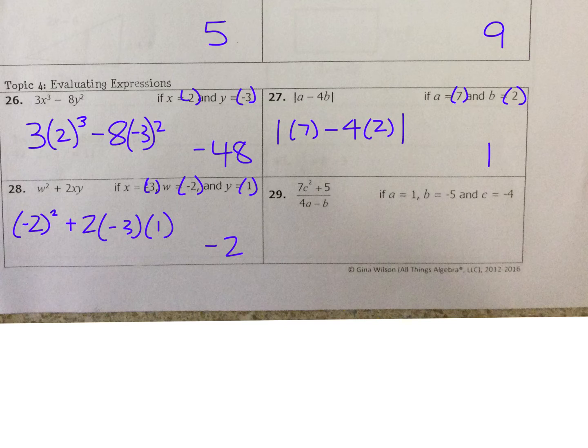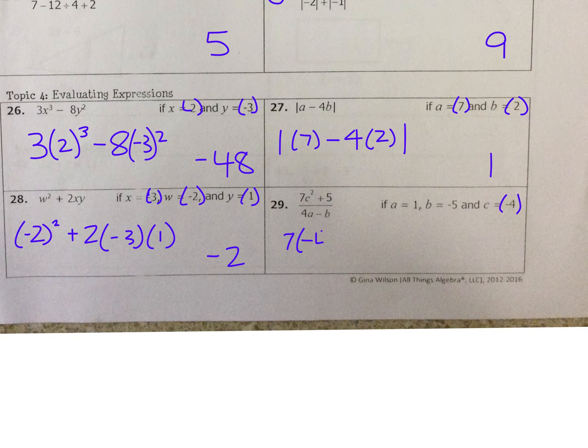Number 29, 7, parentheses, negative 4 squared. Notice I always put that squared on the outside because it's not on the inside, it's always on the outside, plus 5 over. And when you type this in your calculator, you'll have to start with the fraction, with the alpha y equals, and start with the fraction. 4, 1 minus negative 5. When you type that in, you should get 13. All right, flip to the next page for me.